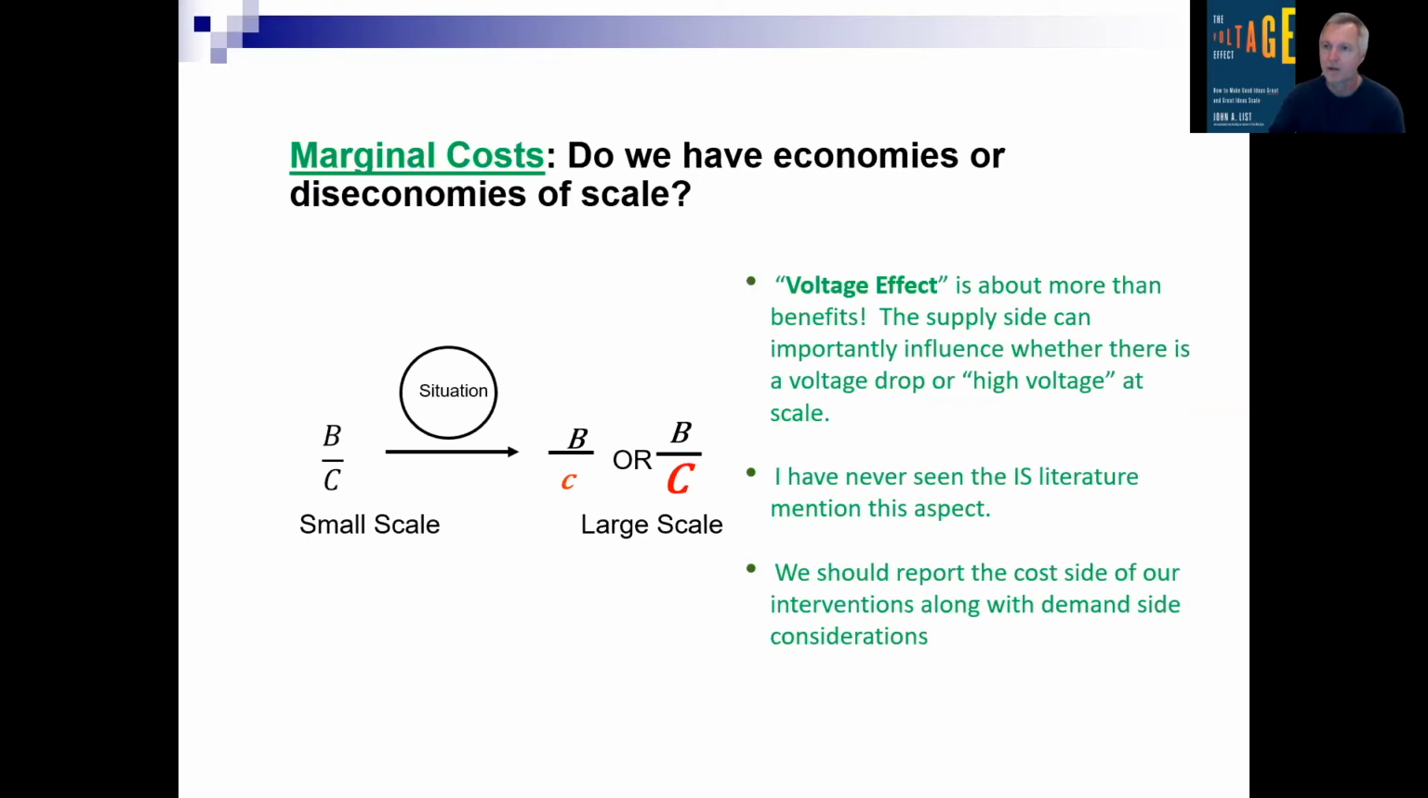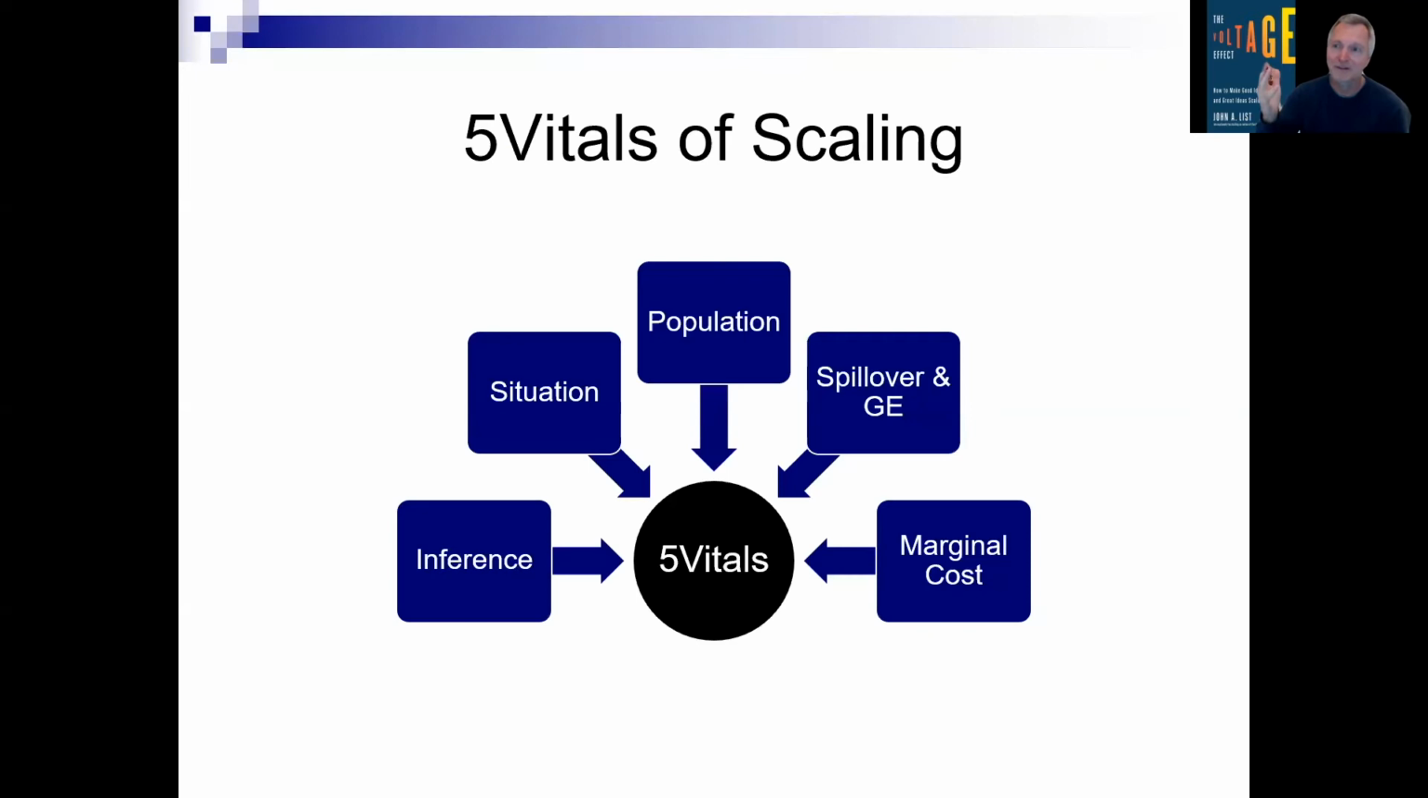Okay, so there you have it. That is a whirlwind tour of the five vital signs that any good idea has to have. I want you to think about this in an Anna Karenina sense. Like I mentioned earlier, think about this as a weakest link problem, not a silver bullet.